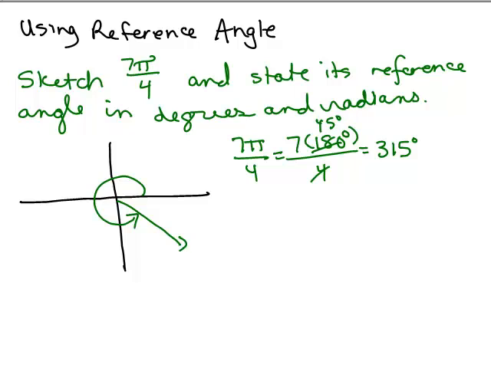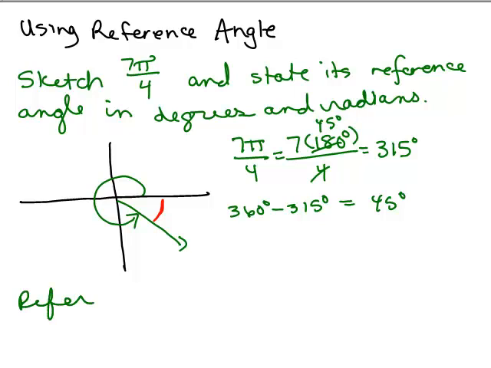We have sketched 7 pi over 4. Now it's asking us to state its reference angle in degrees and radians. So now we need to know what this angle is here. It's an angle between 0 and 90 degrees. And if you want to do it in terms of degrees first, you could say, well, all the way to here is 360. You're going to subtract the 315.